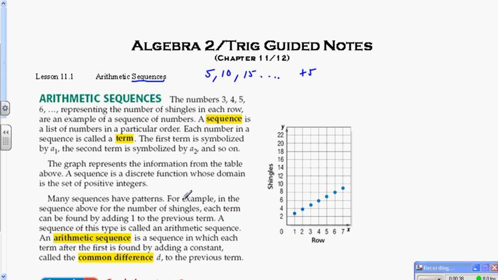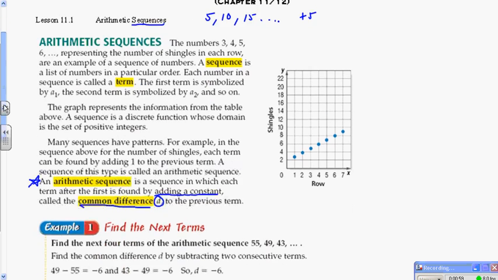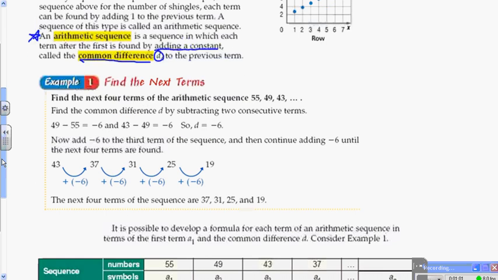Okay, so the biggest thing here is that an arithmetic sequence is a sequence in which each term after the first is found by adding a constant. And that could be adding a negative number, so it could go down. It's called a common difference, and that's going to be described with the letter D in our notes.